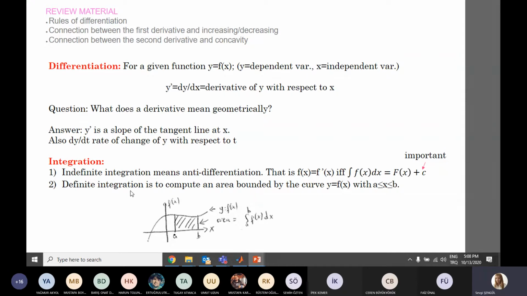And also there are definite integrals. With definite integrals, as you know, we are finding the area under the curve that is bounded by a and b. So the integral from a to b of f(x) dx gives us the area under the function f(x) between a and b. These are just a little reminder for you. Also, you need to remember how to take an integral, some integral formulas. These are important because we will be using them a lot.